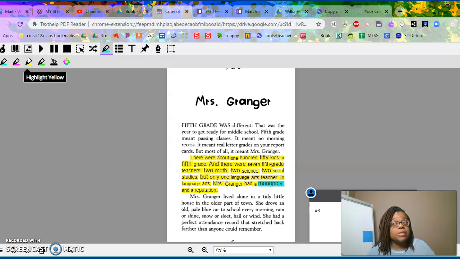Yes, Monopoly is a board game, but if you think about when we talk about our vocabulary words, words have more than one meaning. So this is not the game we're talking about. We're talking about the number of people that have something. And D is top hat. Top hat does not go along with my best answers. So my best answer choice is A. Mrs. Granger has complete control. She is the only one that is teaching language arts.